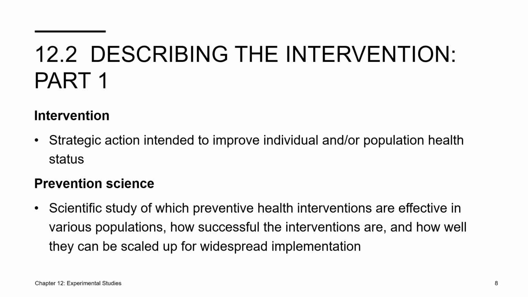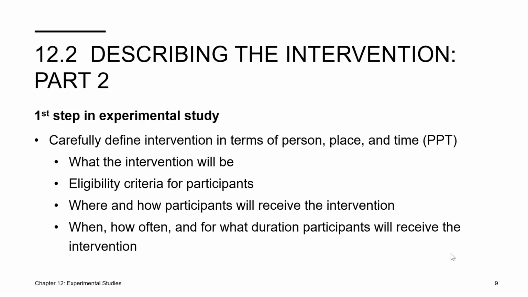Section 12.2 covers describing the intervention. So if you have a randomized controlled trial, typically you're comparing an intervention to a placebo or an existing treatment. An intervention is a strategic action intended to improve individual or population health status. And so interventions are used most often in prevention science. This is a scientific study of what preventive health interventions are effective in various populations, how successful the interventions are, and how well they can be scaled up for widespread implementation.